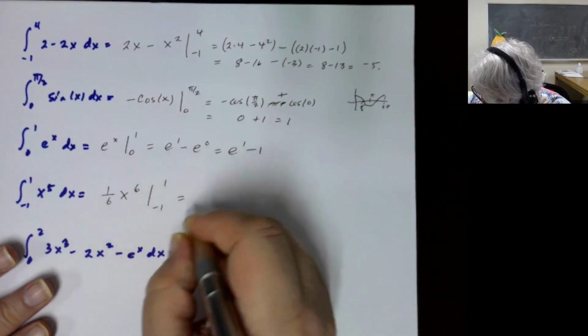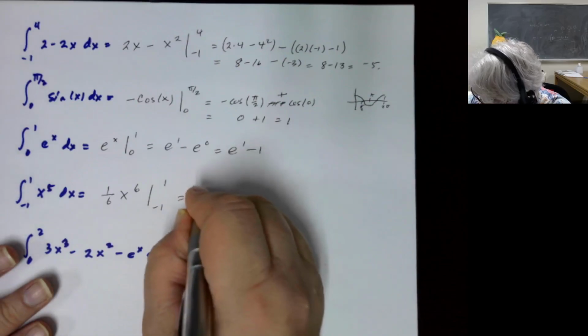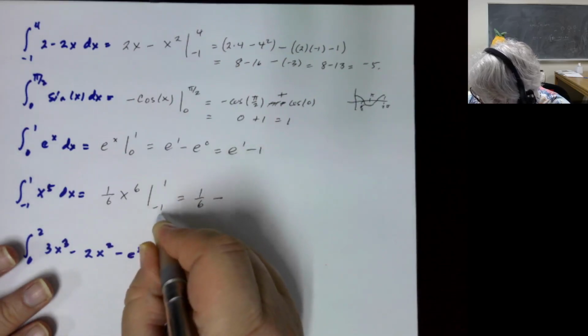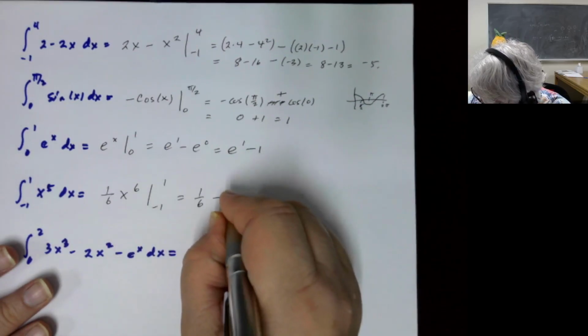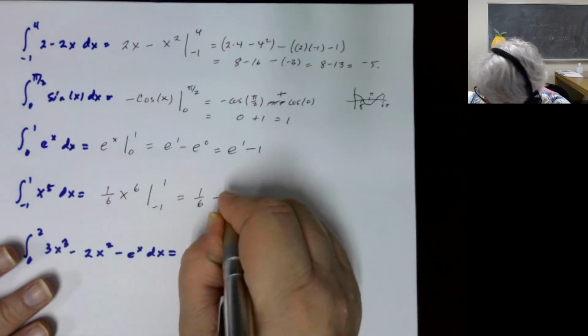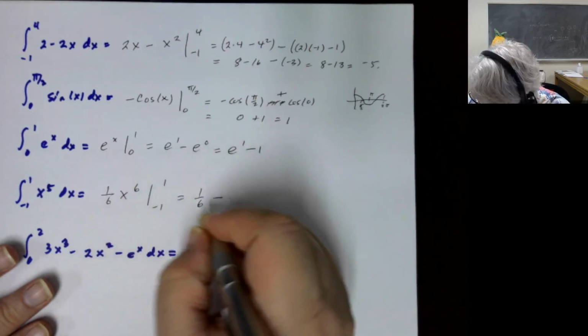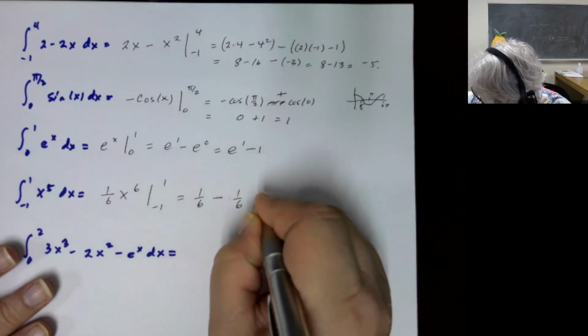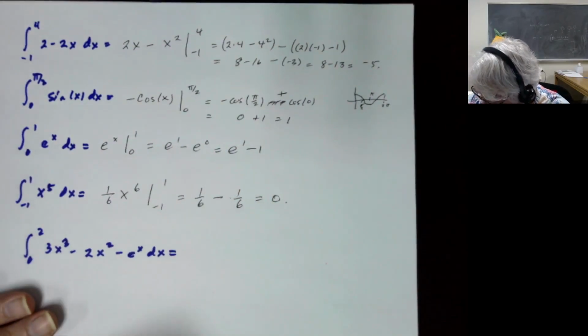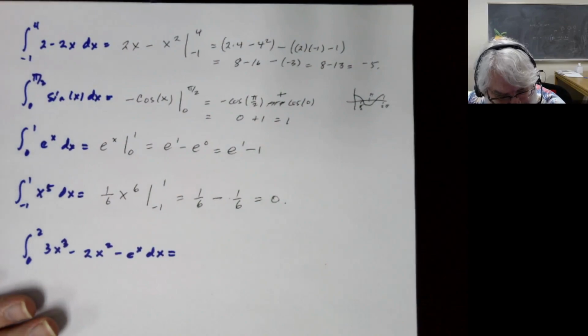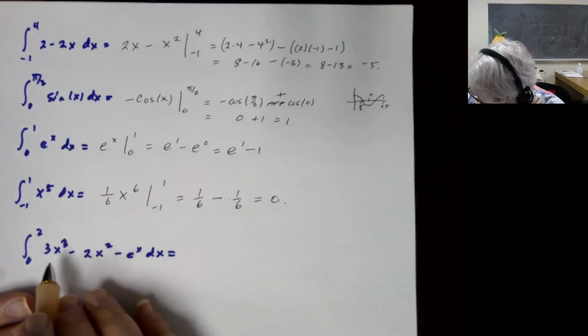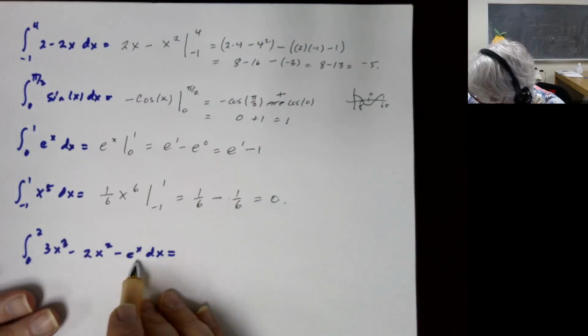So that means you plug in 1. If I plug in a 1, I just get 1/6. And if I plug in minus 1, I get minus 1/6. Oh, plus 1/6. So that's 1/6 minus 1/6, which is equal to 0. Good. Next, 3x cubed minus 2x squared minus e to the x.